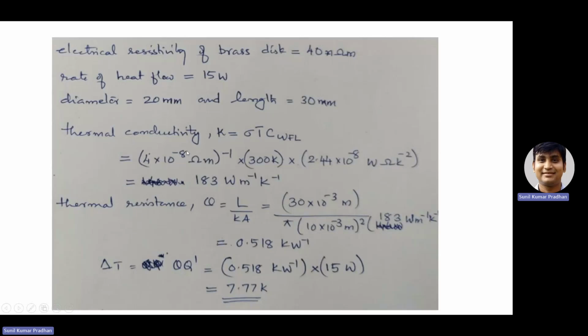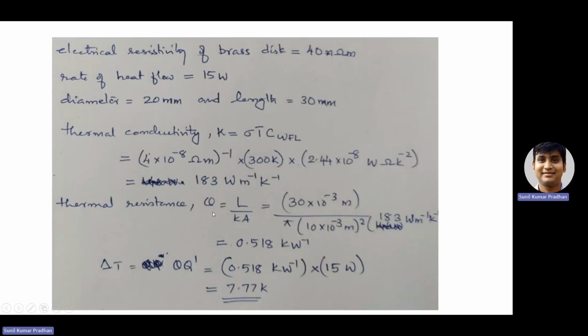Okay. Now this thermal conductivity value we can find out at room temperature, so room temperature is 300 Kelvin, and electrical conductivity we can calculate from electrical resistivity by taking its reciprocal. So here it is 4 into 10 to the minus 8 ohm meter inverse, that is your electrical conductivity. So we can get the thermal conductivity, this value 183 watt per meter Kelvin.